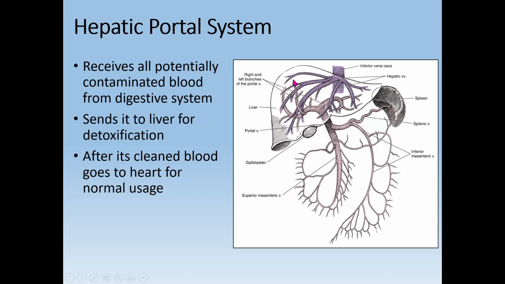It's going to pass through the liver, detoxify that blood, take out any of the pathogens, any of the toxins that are in there, and then send it back out through the hepatic vein into the inferior vena cava, back into the rest of the circulatory system. So all blood from the digestive system has to go through the liver first to make sure it's nice and clean, and then everything else will go back into the system.